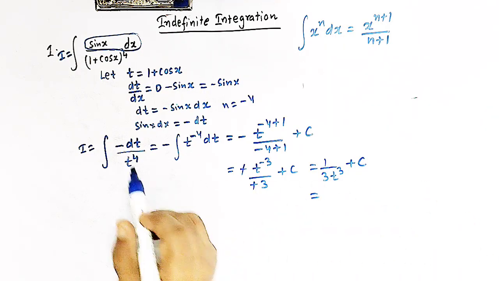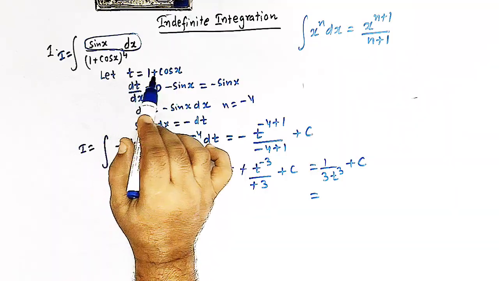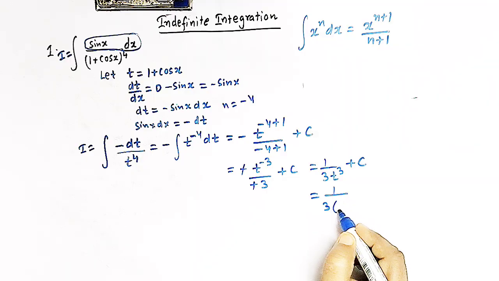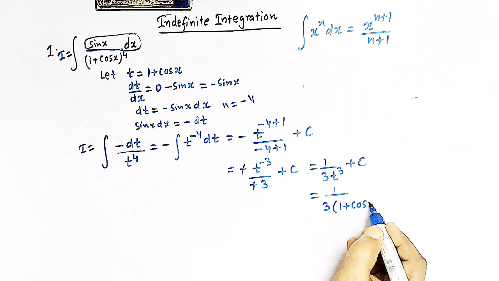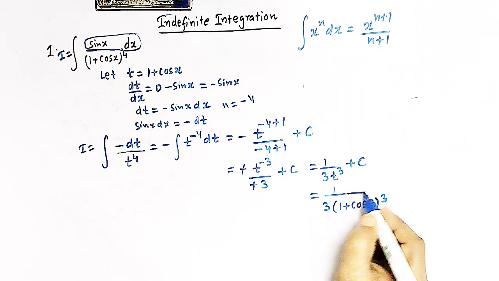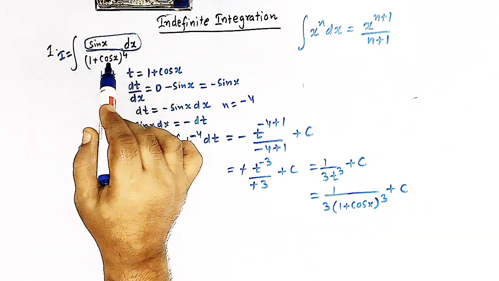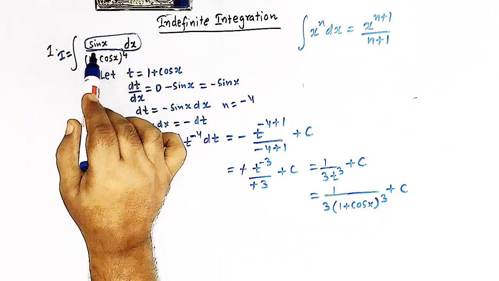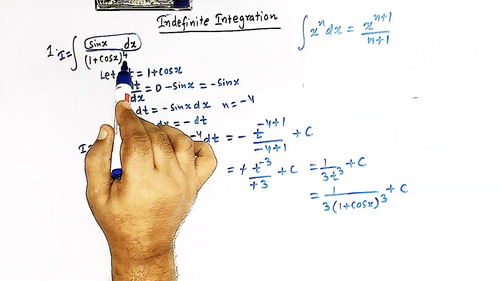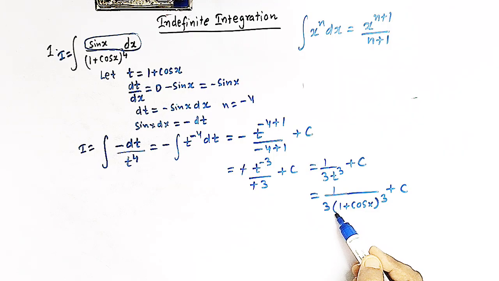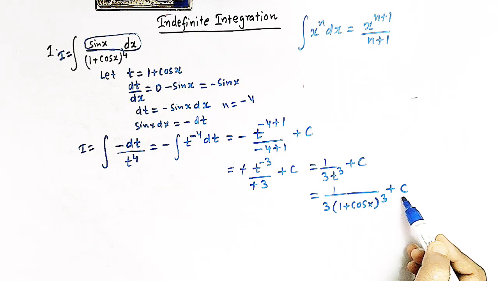Now let us again here substitute t is equal to 1 plus cosine x. So we have 1 over 3 and 1 plus cos x raised to 3 plus c. So the indefinite integration of this function sine x over 1 plus cosine x raised to 4 is given by 1 over 3 times 1 plus cosine x raised to 3 plus c, where c is the constant of integration.